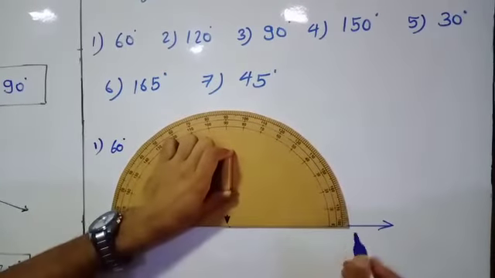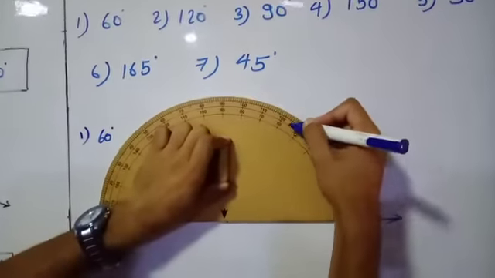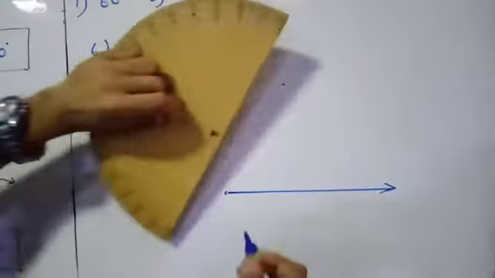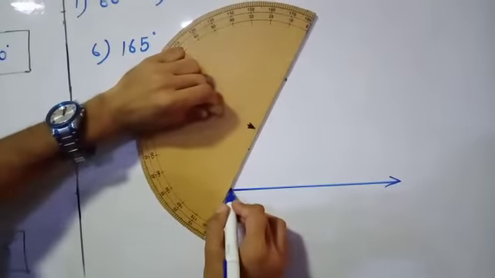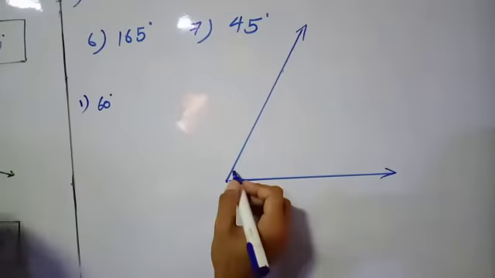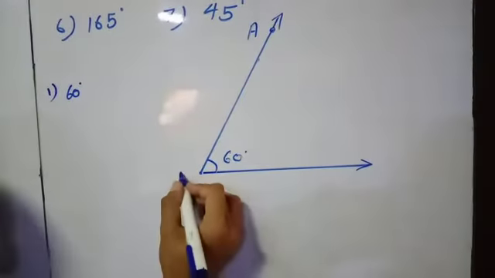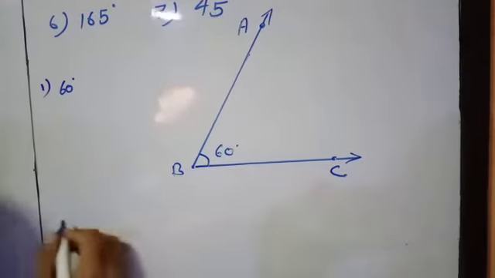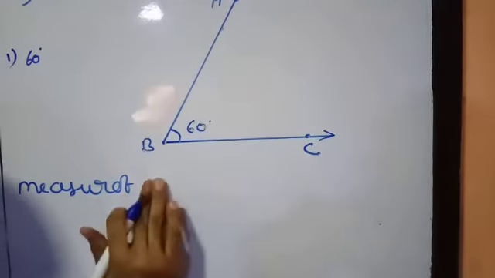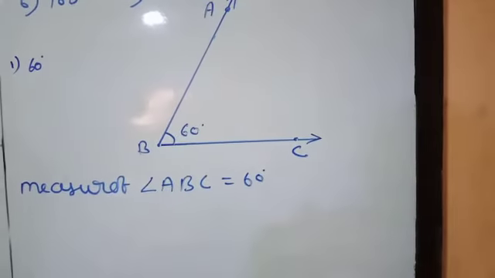First we want 60 degree. So 0, 10, 20, 30, 40, 50, 60 here we are getting. Put the sign over here and we are going to match it this way. We got the measurement of angle 60 degree. Give the name A, B, C and write measure of angle ABC is equal to 60 degree.